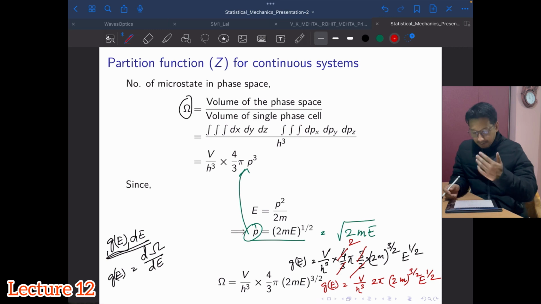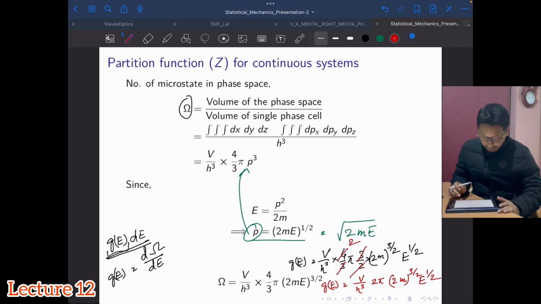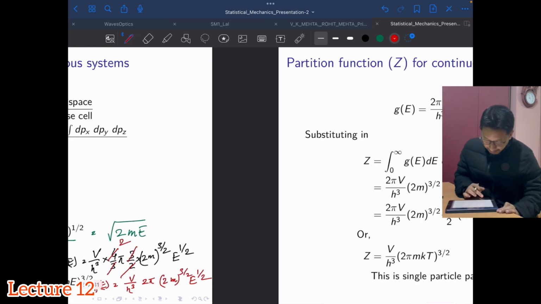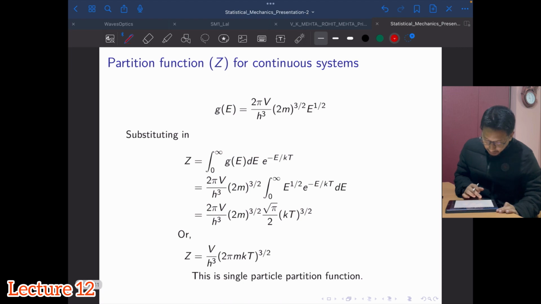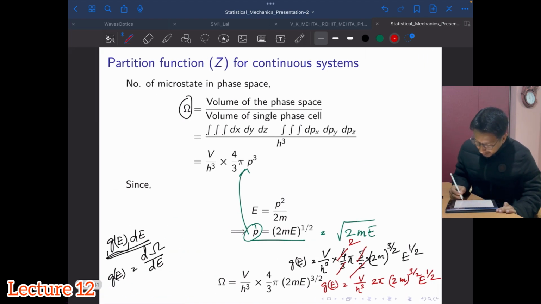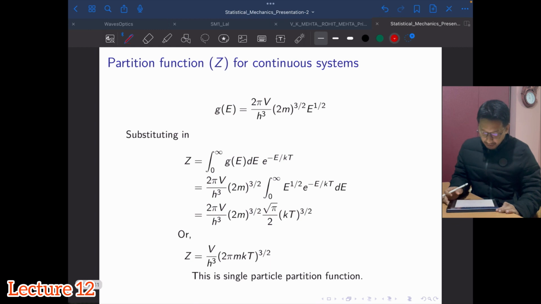So I have got the expression that we were looking for, this G of E, okay. So yes, this is the same as this, such that this 2 pi and V are written together here. This is pretty simple. So G of E, I have got this 2 pi V by h cube, and then twice m to the power 3 by 2 and E to the power half, okay.